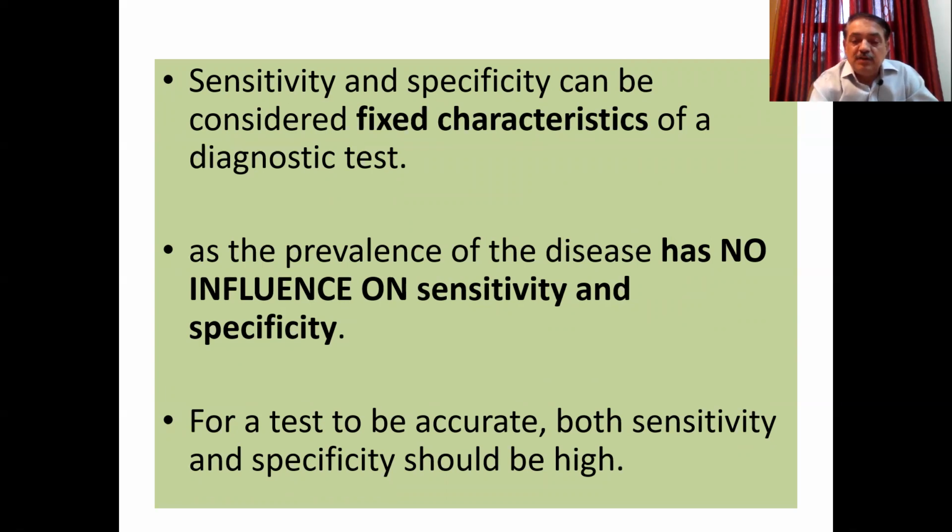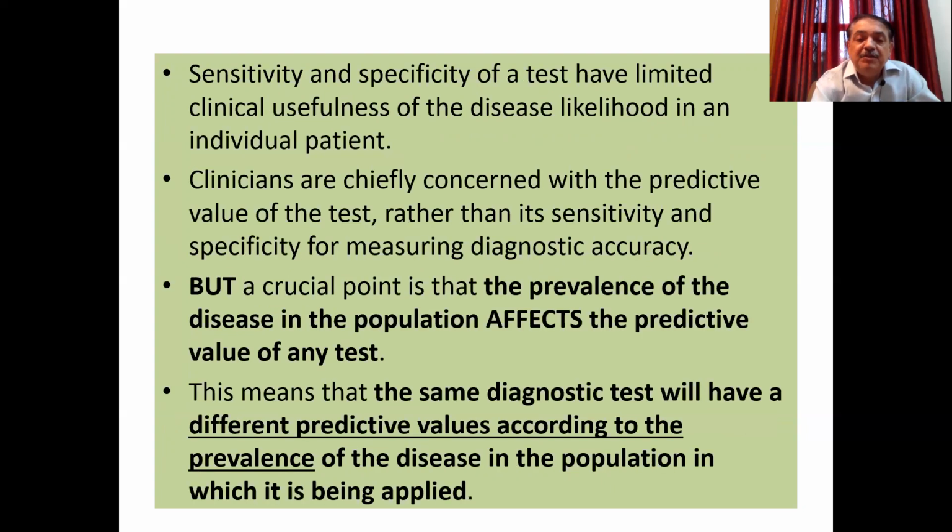For a test to be accurate, both sensitivity and specificity should be high. So it is a fixed characteristic because prevalence has no influence on sensitivity and specificity. So we can say they are fixed characteristics. But when we talk about PPV, NPV, these predictive values, they depend on the prevalence. So later we'll be talking about that.